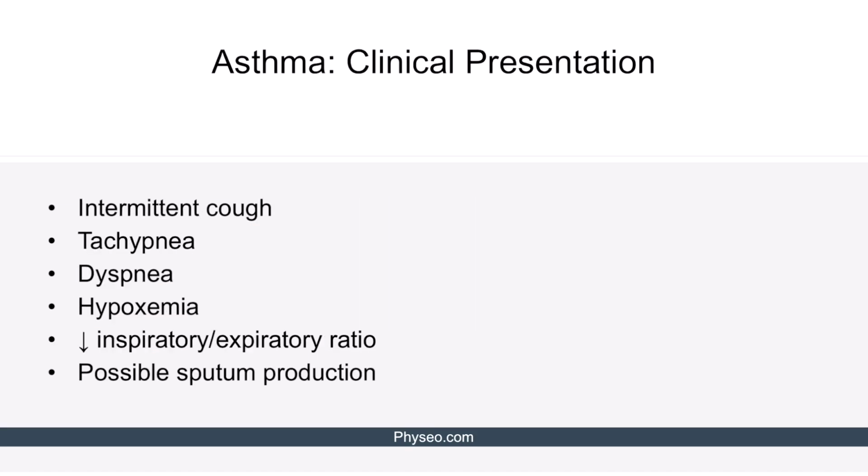Let's talk about the clinical presentation of asthma. Signs and symptoms include intermittent cough due to bronchial irritation by inhaled allergens or other triggers. Tachypnea, dyspnea, and hypoxemia result from bronchoconstriction and decreased oxygen delivery to the alveoli. A decreased inspiratory-expiratory ratio means that the expiration takes longer than inspiration. The reason behind this phenomenon is bronchoconstriction and air trapping during exhalation. There may be mucus plugging due to sputum production in the bronchi.